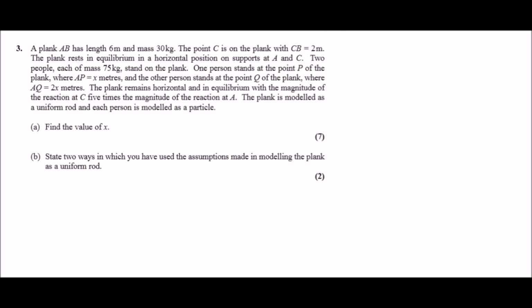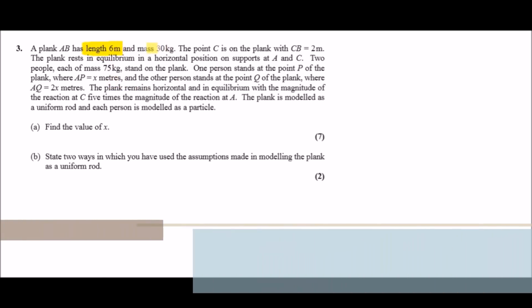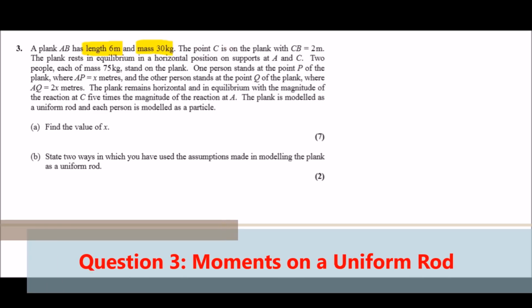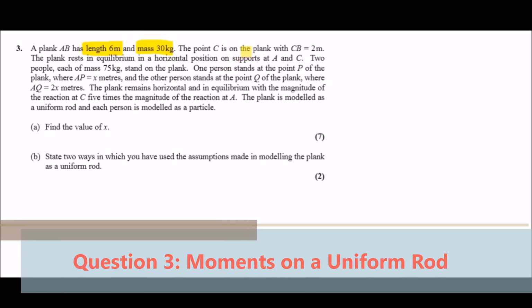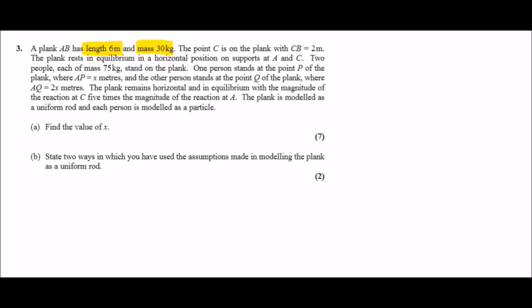Question 3. Okay, let's go. According to this question, a plank AB has length 6 meters and mass 30 kg. The point C is on the plank with CB equals 2 meters. Before we carry on, let's go ahead and draw this plank here. Let's assume the plank looks a bit like this, just a long one. We'll call this A and B. We know that it's 6 meters long. And what do we know? Do we know it's uniform?